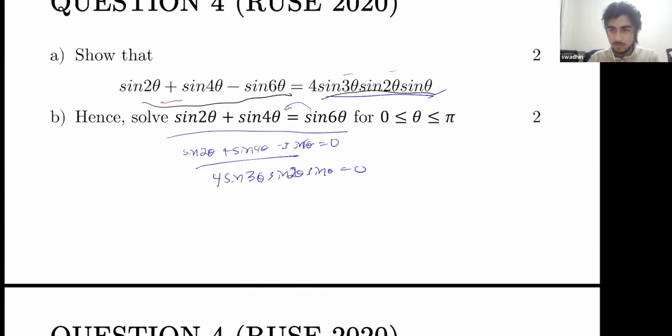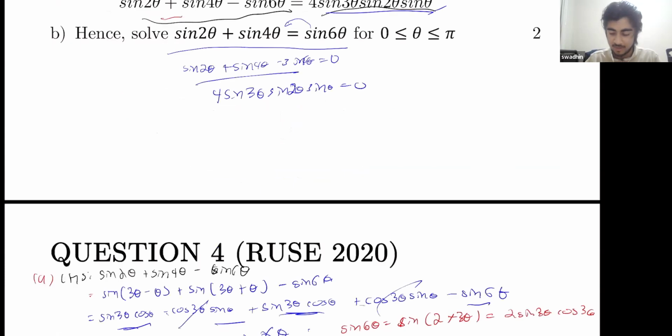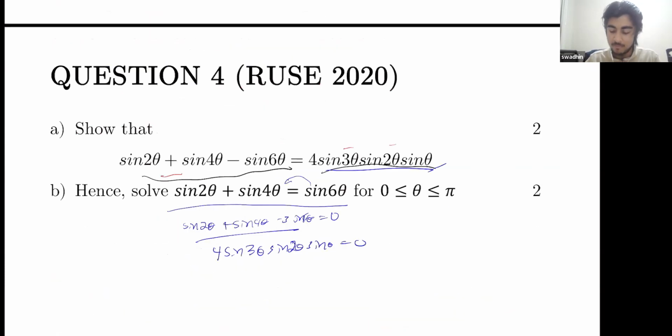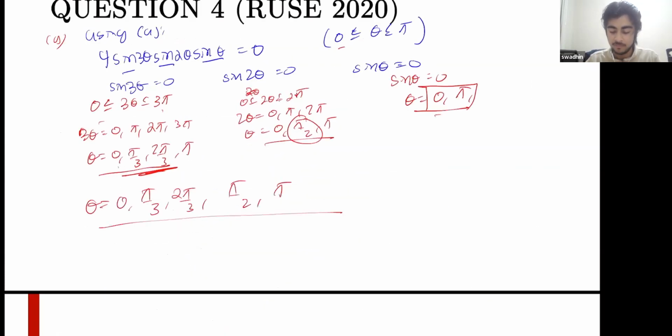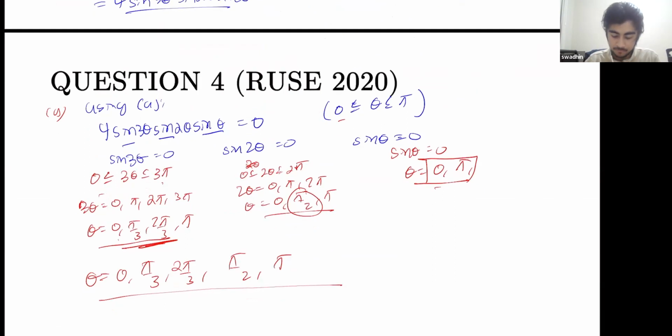So yeah, first question was pretty hard. I honestly think that part A should be at least 3 or 4 marks. Part B will be definitely 2 marks. So any questions? That was a hard question, I reckon.